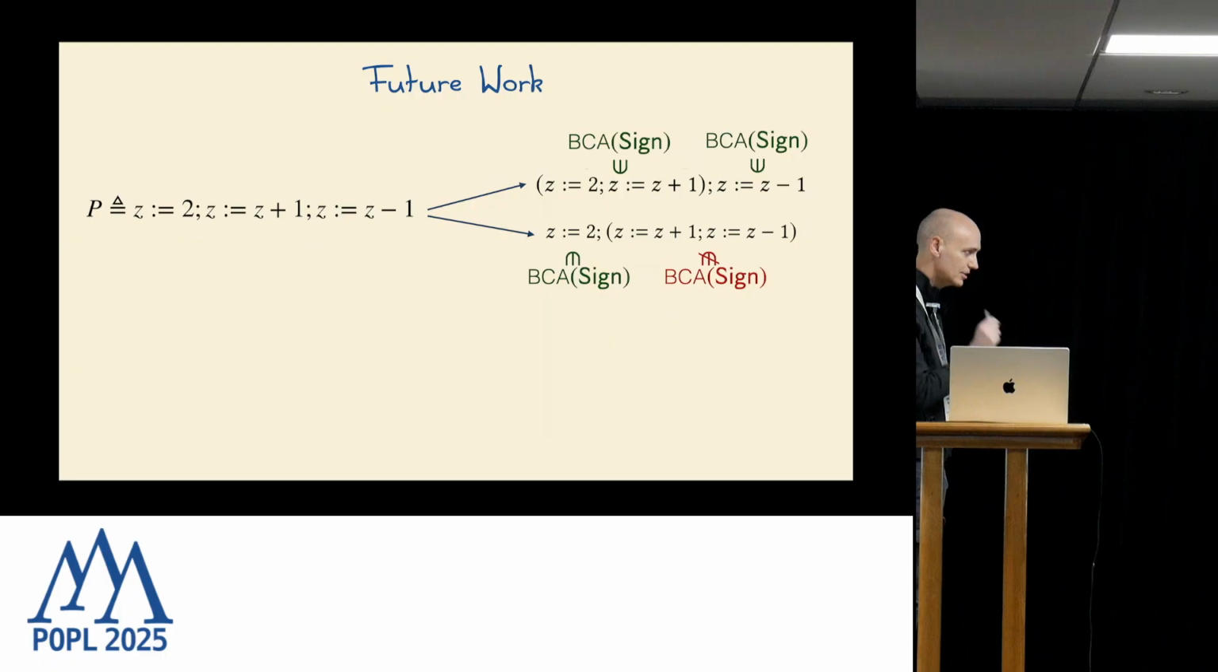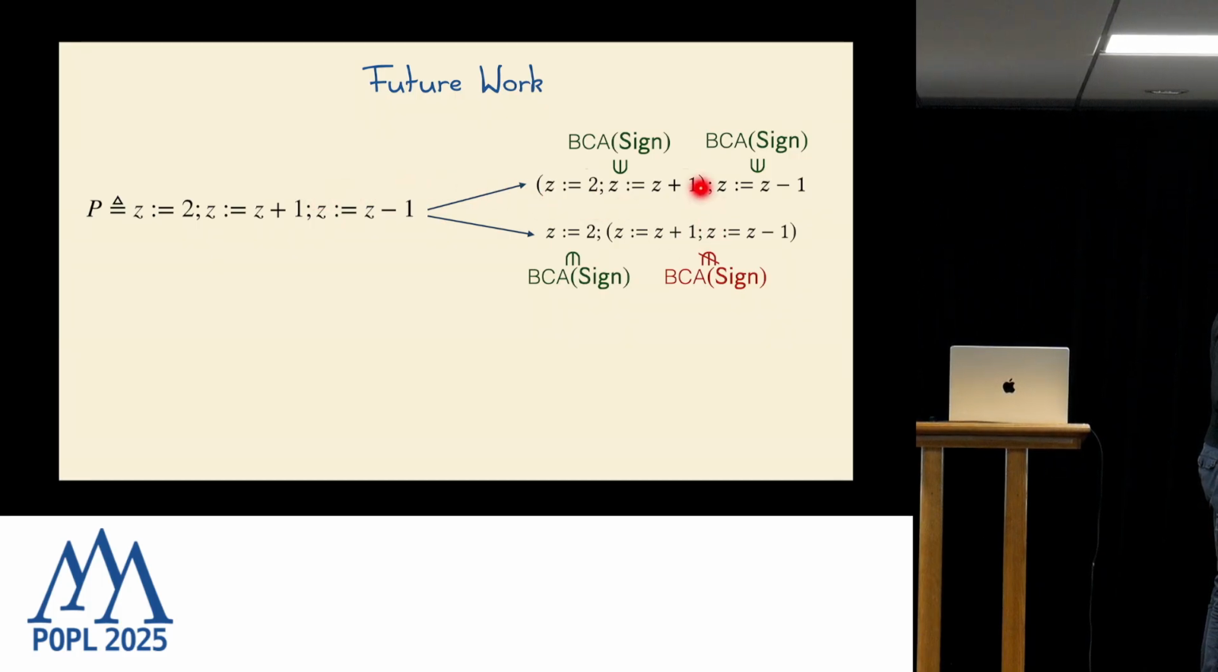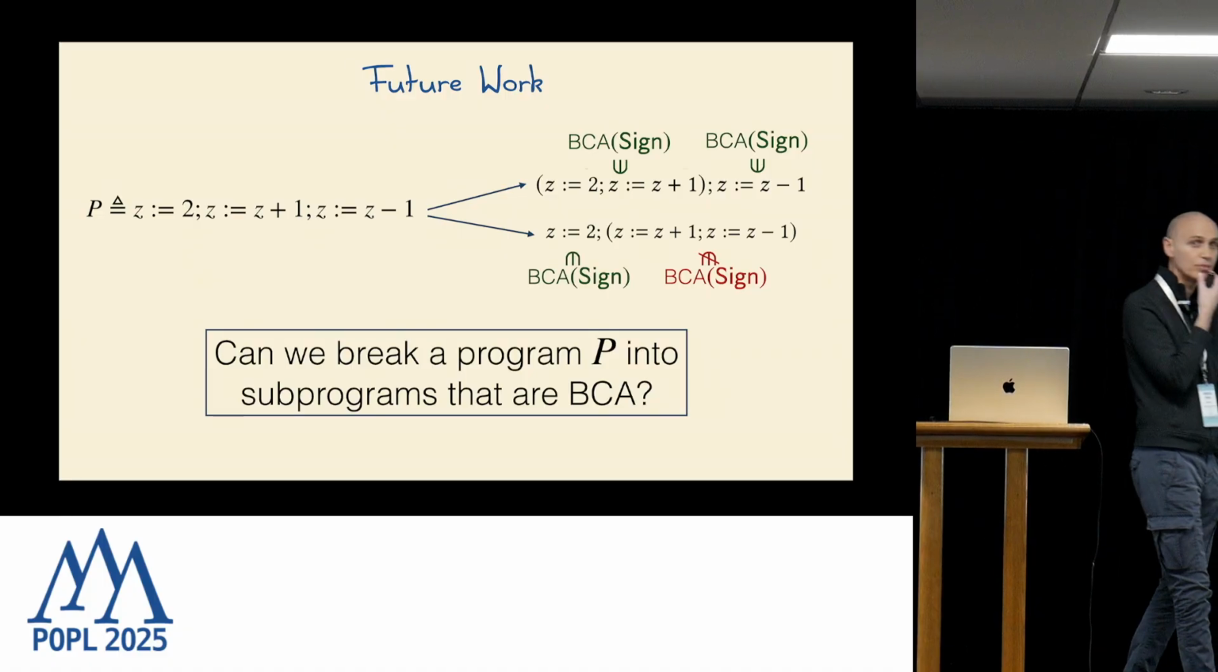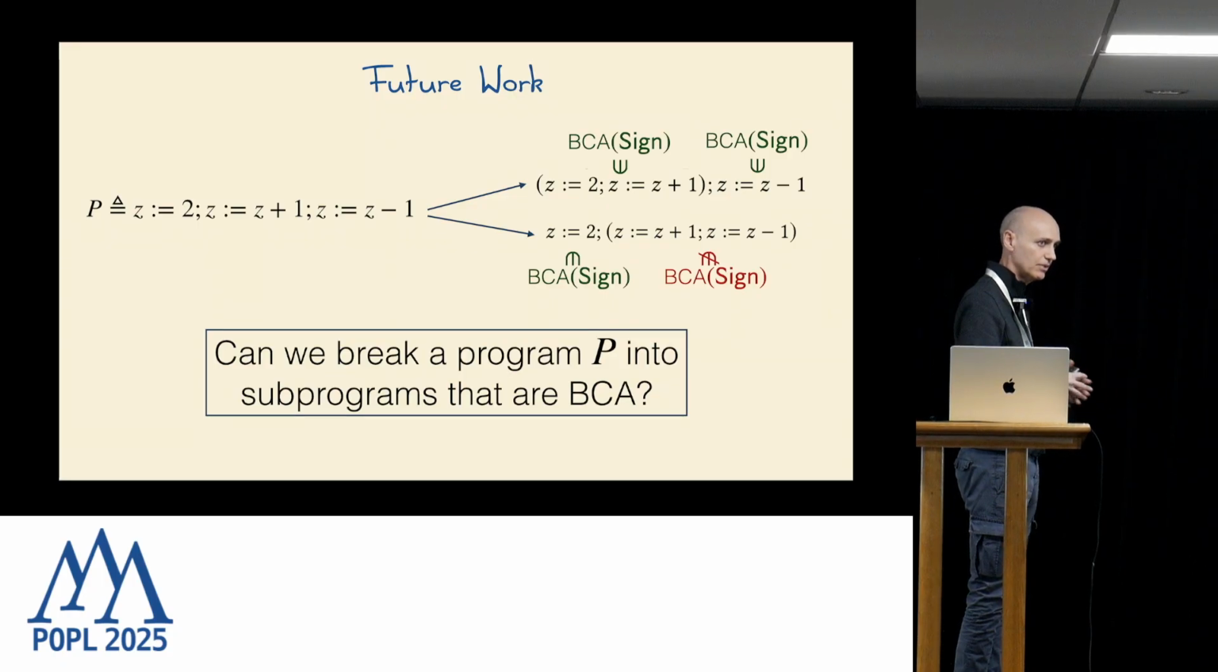Just for future work, just 20 seconds. So consider this little program, okay? So this little program can be viewed in two different ways, either putting the parentheses here on these two assignments, or putting the parentheses here. What is the difference? The difference is that here you have a BCA, here you have a BCA, and so you decompose the program into subprograms that satisfy the BCA. But if you decompose the program that way, this is not true. And so the question is, can we break a program suitably in a way such that these subprograms satisfy the BCA?